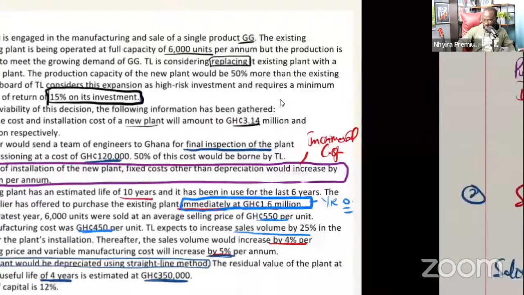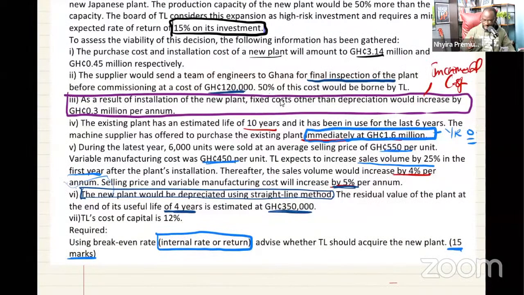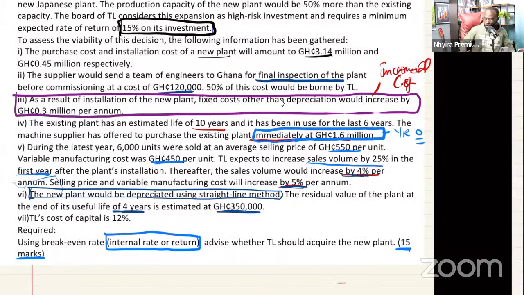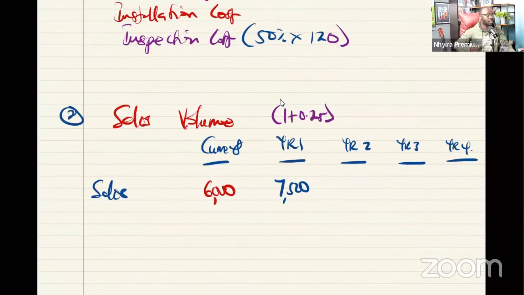Then let's go back and read. It says, thereafter, the sales volume will increase by 4% per annum. So from here, the sales volume will increase by 4%. So we're going to do 1.04 exponent 1, 1.04 exponent 2, 1.04 exponent 3. I hope you are following the trick.